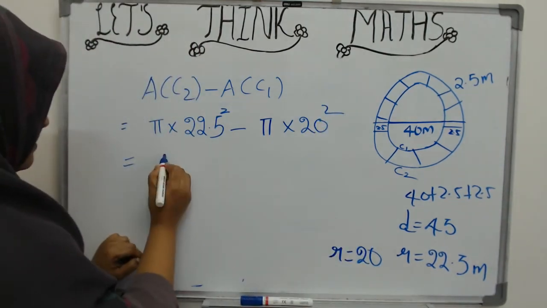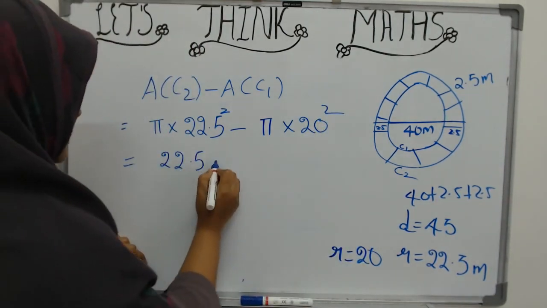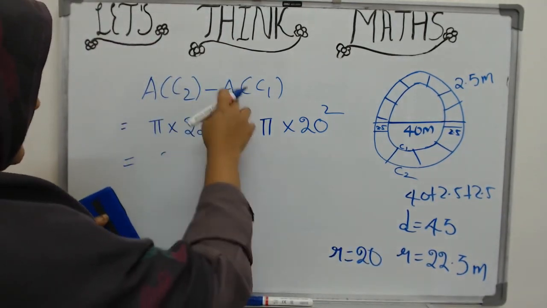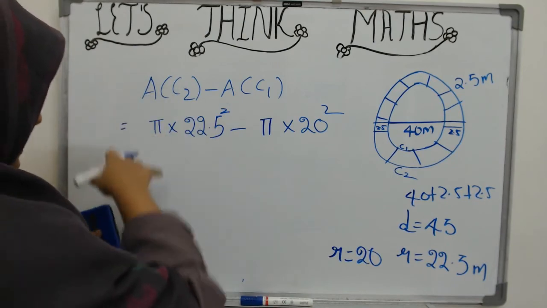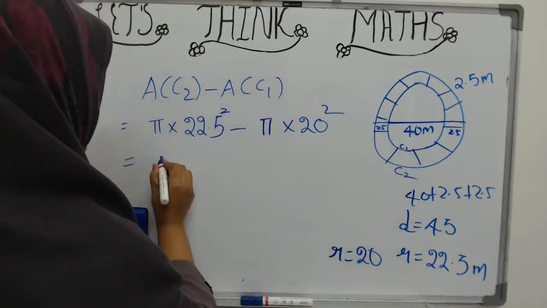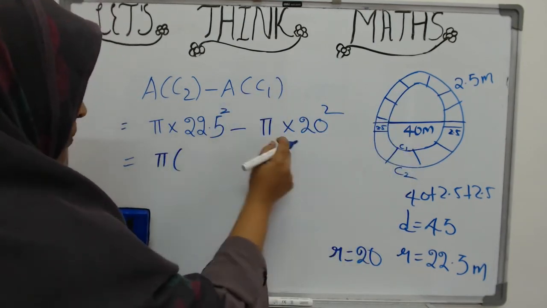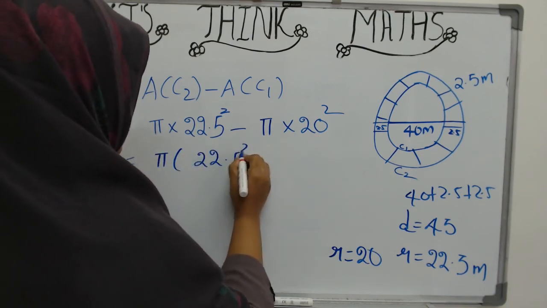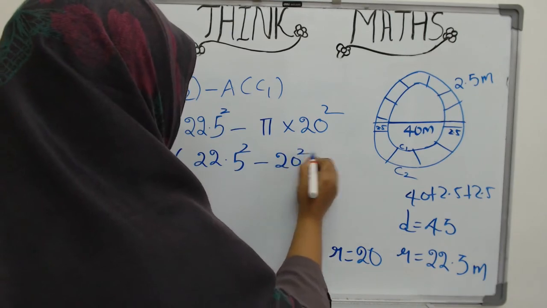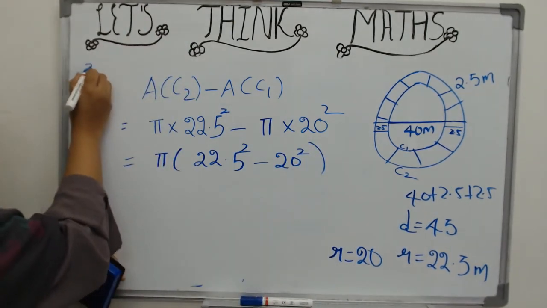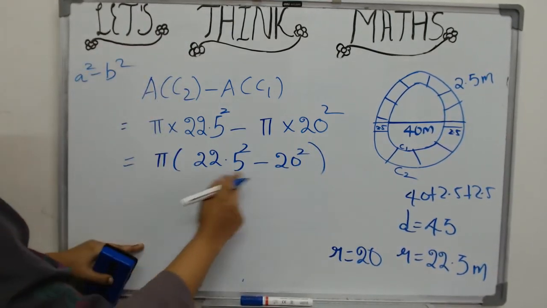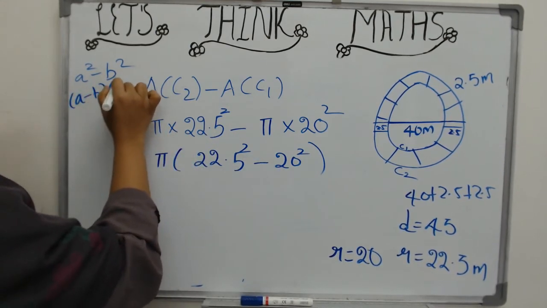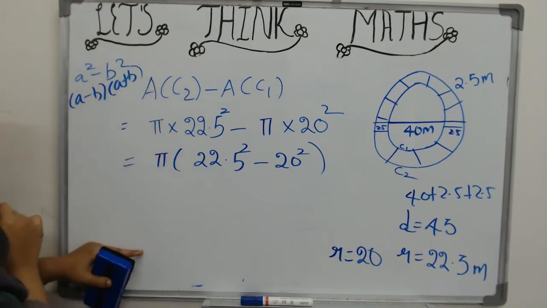Now, I will just tell you an easy method. Instead of finding each one, finding this square and then multiplying it with pi and then doing all of this, take pi out. It is common, right? So take pi out. And you remember the a square minus b square formula? What will be a square minus b square? It will be a minus b into a plus b. You learned that in algebra, right?